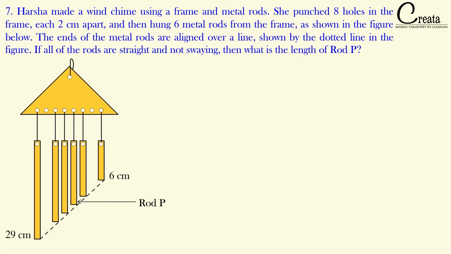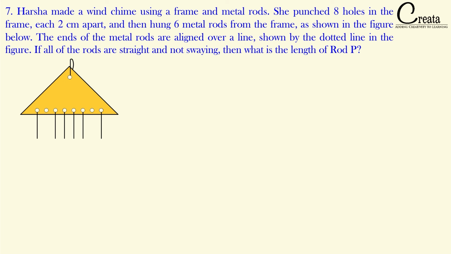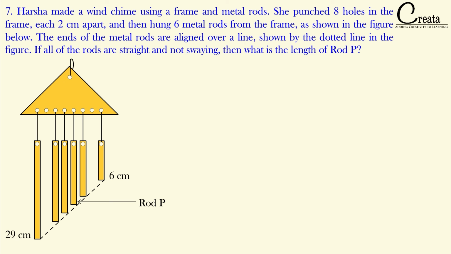She has punctured 8 holes on the top triangle and she has hung 6 metallic rods in the 8 holes. The distance between the holes is given as 2 cm. The length of the first rod is given as 6 cm and the length of the last rod is given as 29 cm. The second rod and the second last rod both are missing, and we have to find the length of the fourth rod, or the third rod, as the second is missing. We have to find the length of this rod, which is number 4 from the first hole.